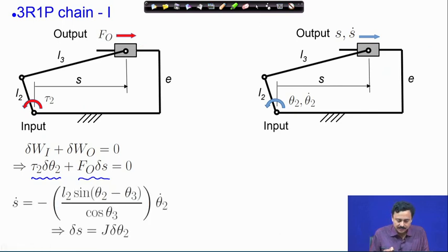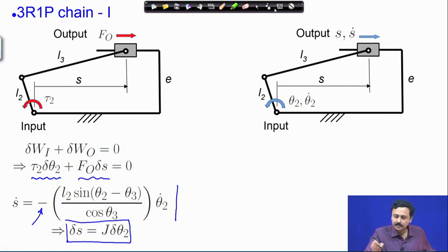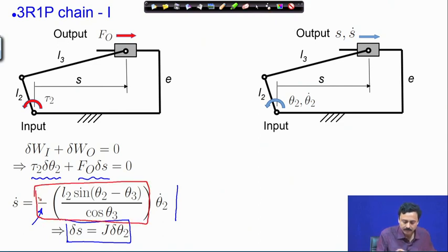Now, from the previously discussed velocity relation, we have already obtained this velocity relation, where this negative sign takes care of the velocity direction at the output because of a counterclockwise theta 2 dot. So, therefore, the relation between the virtual displacements at the input and output is obtained as delta s equal to the Jacobian times delta theta 2. So, this is the Jacobian.